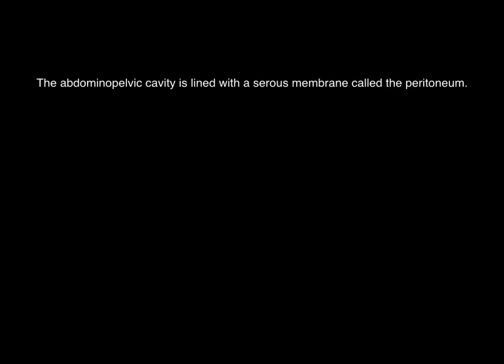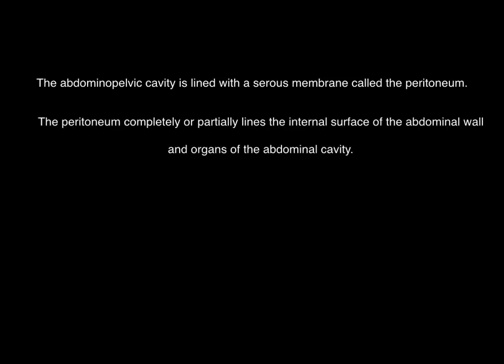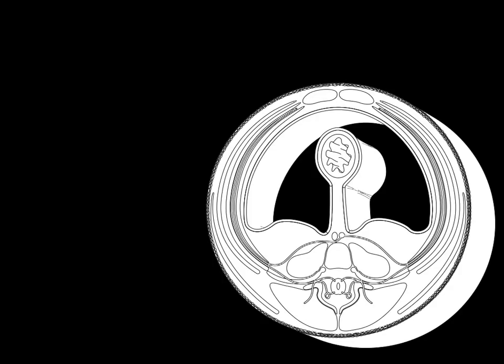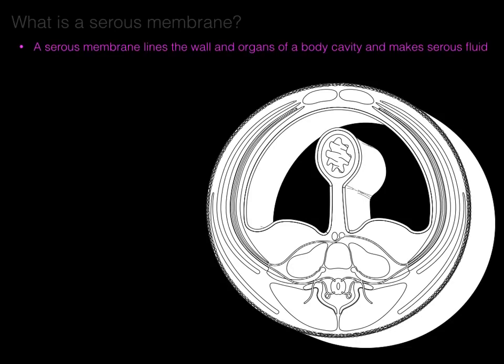And so the abdominal pelvic cavity is lined with a serous membrane called the peritoneum. And the peritoneum completely or partially lines the internal surface of the abdominal wall and organs of the abdominal cavity. So let's do some discussion of some of this jargon. So first of all, what is a serous membrane? Well, serous membrane lines the wall and organs of a body cavity and makes serous fluid.